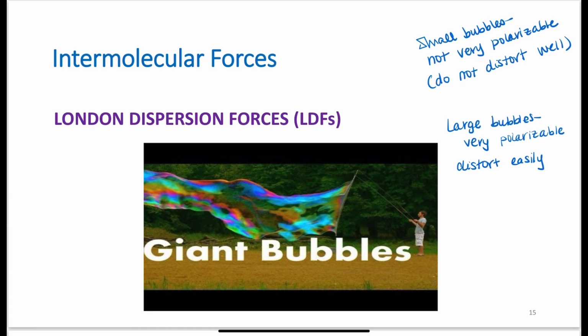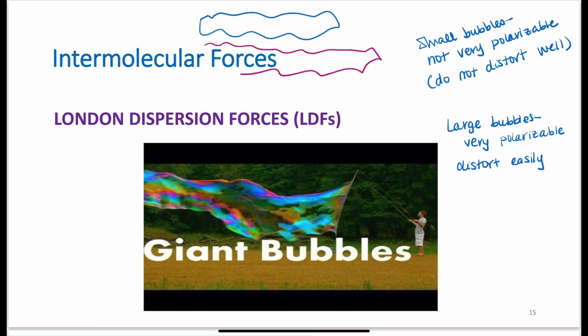The less polarizable means the less distorted that electron cloud is, which means it doesn't have as large of a surface area. The larger the molecule, the more surface area it has. And it's the surface area of one molecule that can interact with the surface area of another molecule. And it's these connection points between them.